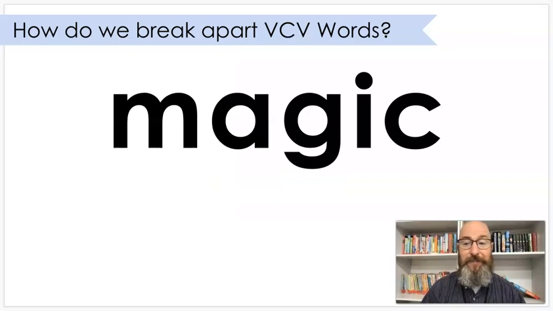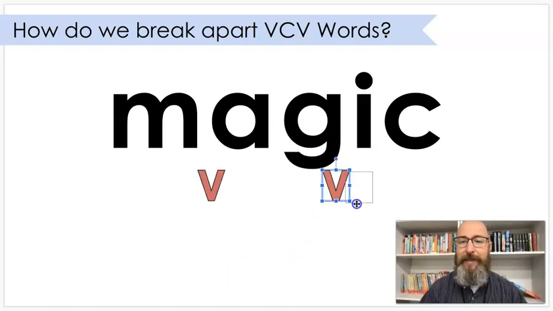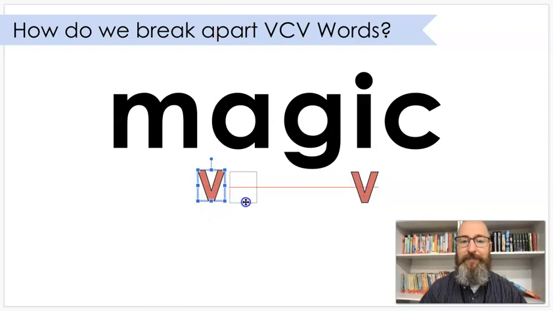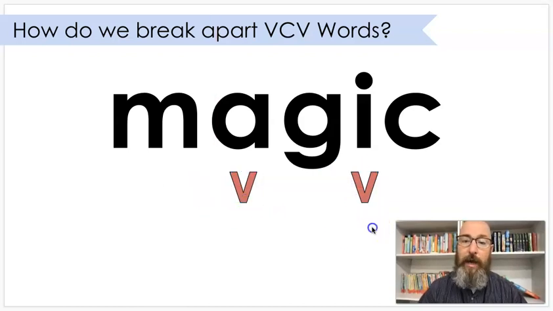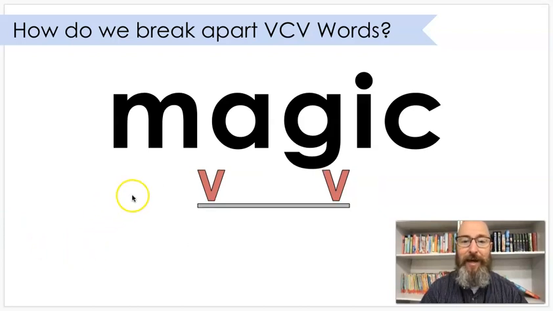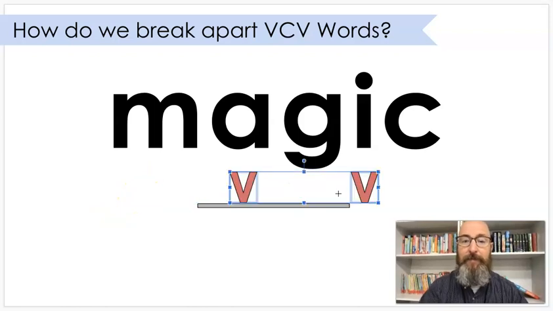Look at our next word. What's step one? Label the vowels, and we have two vowels here. Again, we have an I, we have an A. And what are we going to do with those two? Next step is to do what? Build a bridge. That's right. So we're going to build our bridge. Let's get these in the right spot. And we'll build our bridge, connecting them.